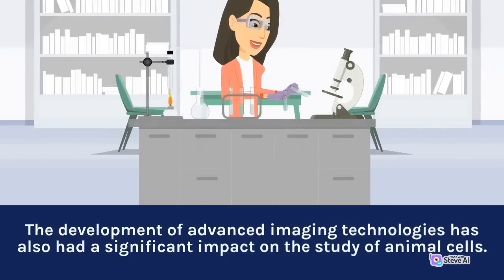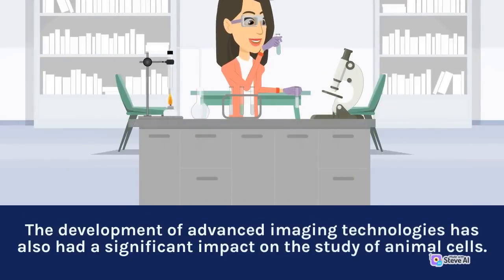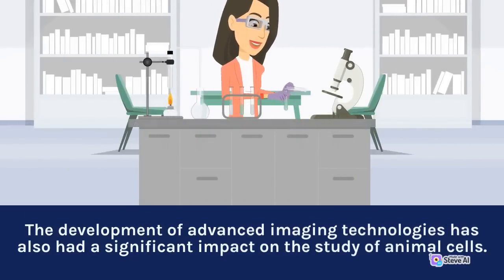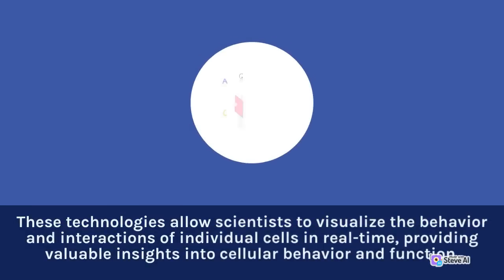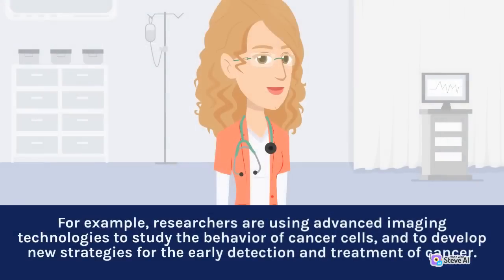The development of advanced imaging technologies has also had a significant impact on the study of animal cells. These technologies allow scientists to visualize the behavior and interactions of individual cells in real time, providing valuable insights into cellular behavior and function. For example, researchers are using advanced imaging technologies to study the behavior of cancer cells and to develop new strategies for the early detection and treatment of cancer.